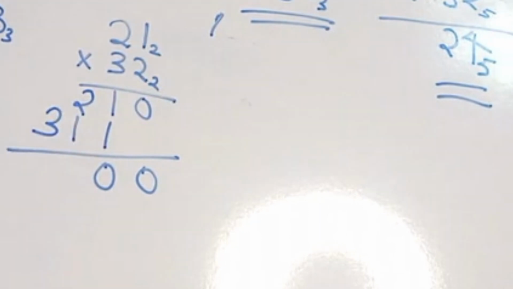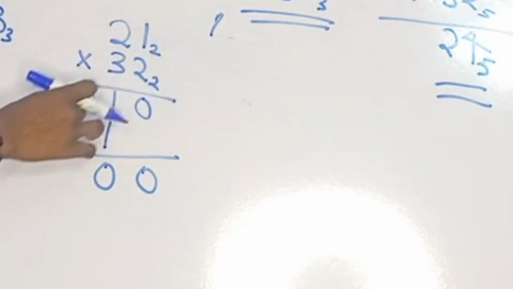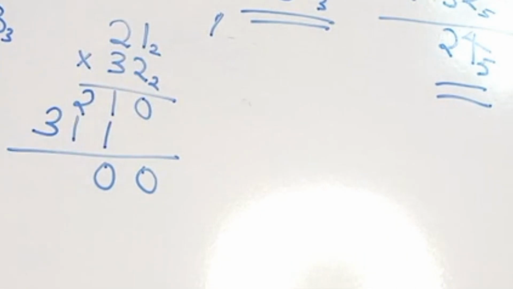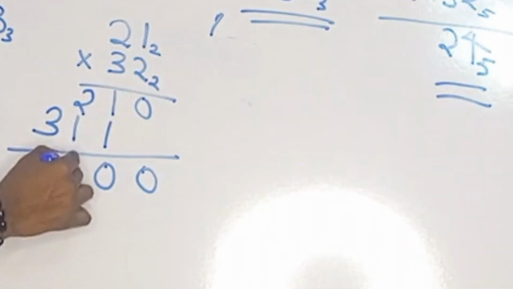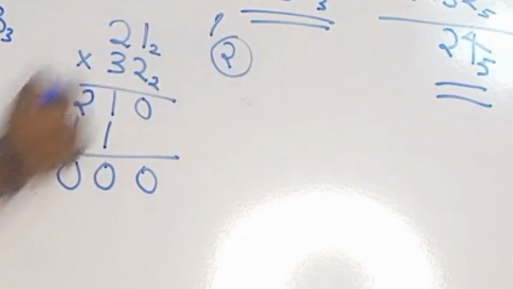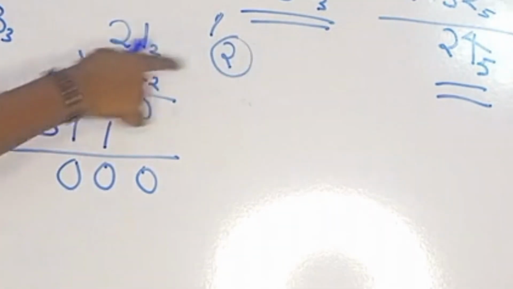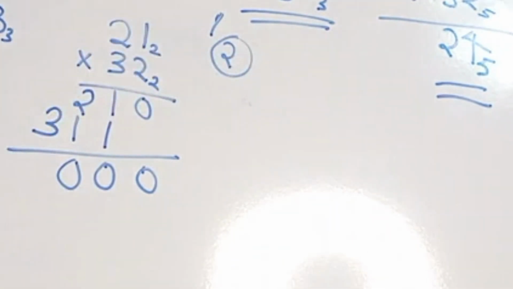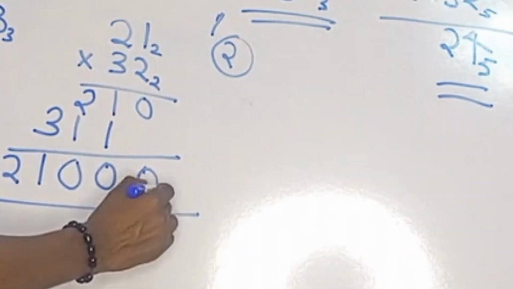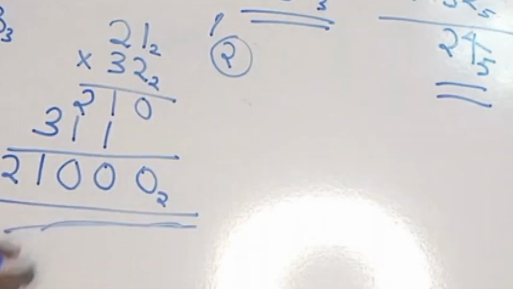2 plus 1 is 3, plus that 1, 4. How many 2s can you get in 4? You get 2, remainder 0. Put down your remainder, keep your 2 aside. This is 3, plus our 2 gives us 5. How many 2s can we get in 5? We'll get 2, remainder 1. The remainder goes down here, then bring down your 2. So this is your answer.